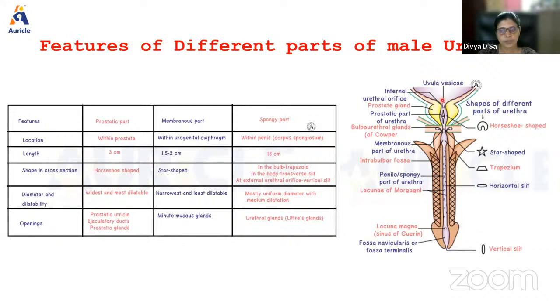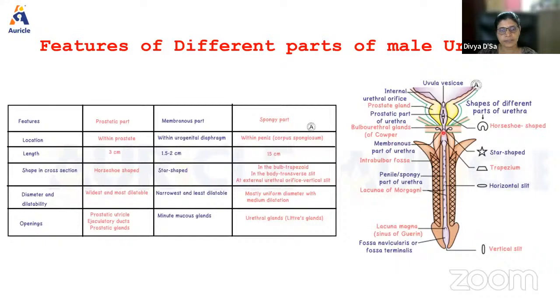The length of the prostatic part is about 3 centimeters, the membranous part about 1.5 to 2 centimeters, and the spongy part about 15 centimeters. The shape: the prostatic part is crescent or horseshoe shaped. The membranous part is star shaped, whereas the spongy part in the bulb is trapezoid, and in the body it is a transverse slit. At the glans it is inverted T-shaped, and at the external urethral orifice it shows a vertical slit.